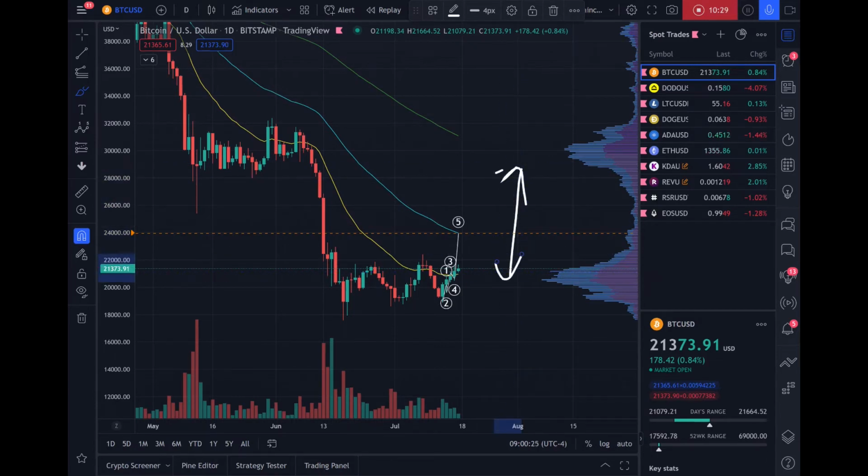Okay, and I believe that. Okay, and so this is one really good reason why, using indicators, I think that 24K is not going to be a stop. It's just going to be a pit stop.